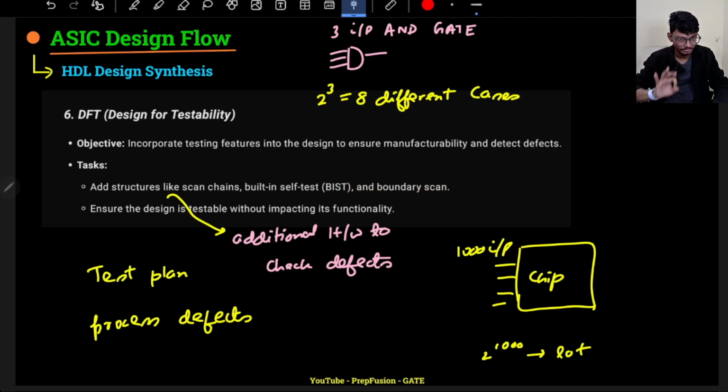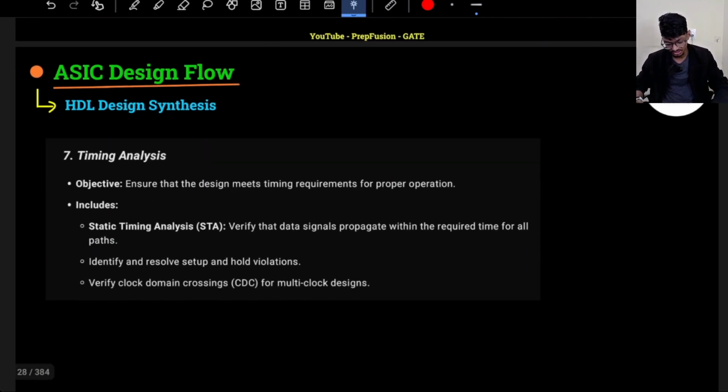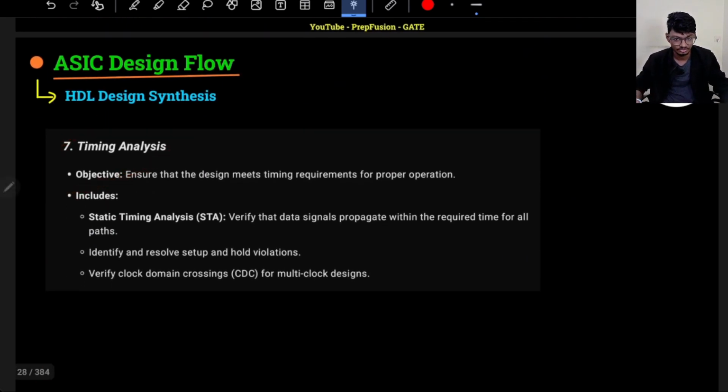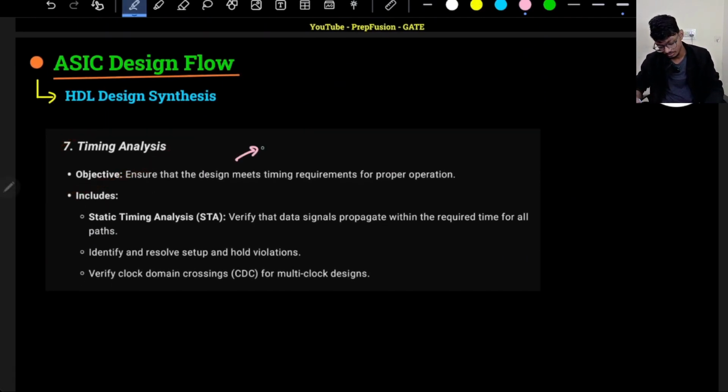I will not go too much in depth here, just giving you an idea so that you understand what the job of a VLSI engineer is. There are many things in VLSI, not just simple electronics or developing analog chips. Then you have your timing analysis, also known as STA, where you decide whether your clock frequency is correct or not.